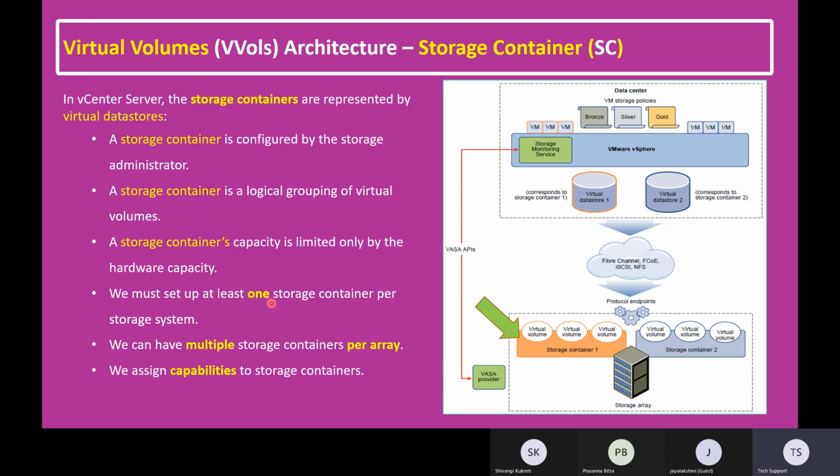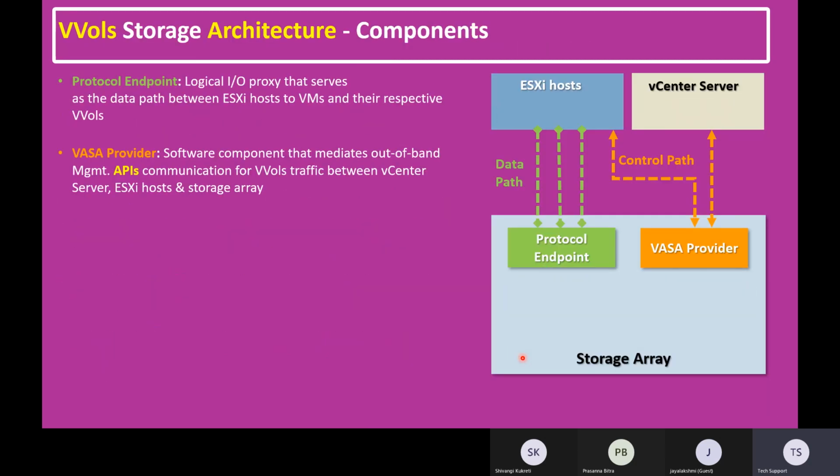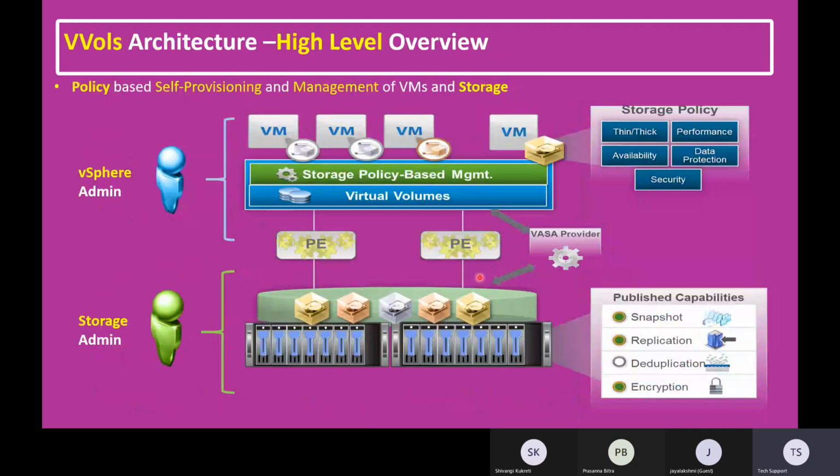We must set up at least one storage container per storage system. If you have one storage array, the minimum requirement is one storage container, and the maximum depends on your available hard disks. You can configure multiple storage containers. Same point I've written here. We can have multiple storage containers per array, and we assign capabilities to storage containers. What do capabilities mean? Every storage box has multiple capabilities. If you observe the high level architecture diagram, we discussed that each storage has some published capabilities. All capabilities are applicable for containers.